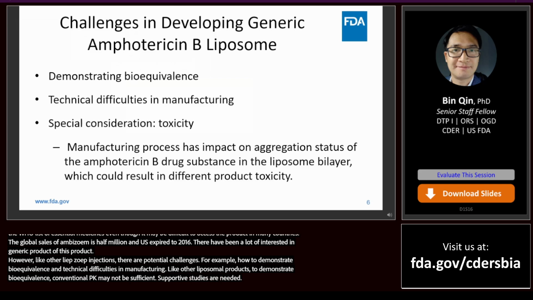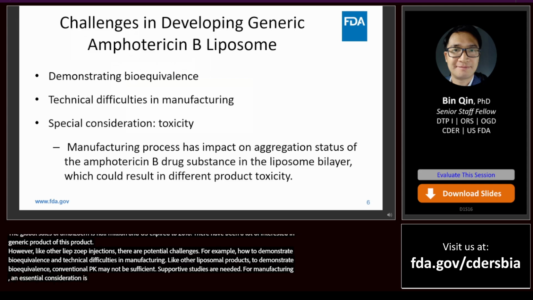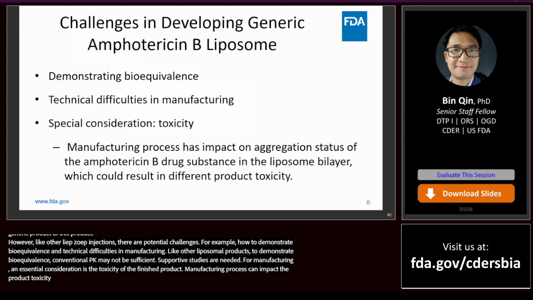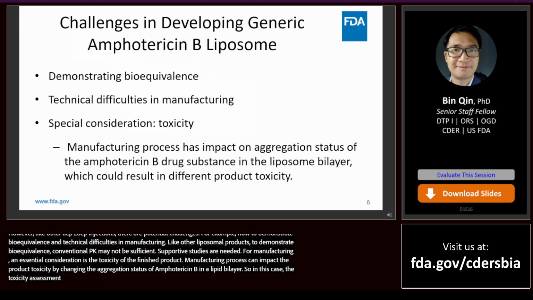For manufacturing, a special consideration is the toxicity of the finished products. Manufacturing process can impact the product toxicity by changing the aggregation status of amphotericin B in the lipid bilayer. So in this case, the toxicity assessment should also be considered when you establish bioequivalence of amphotericin B liposome.